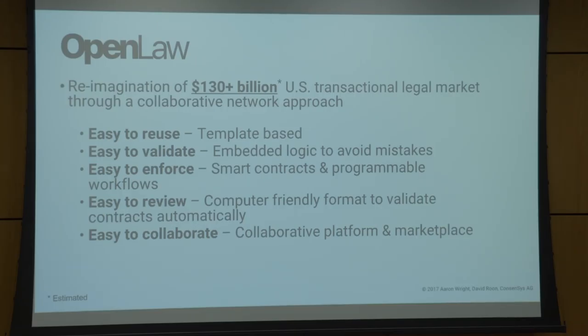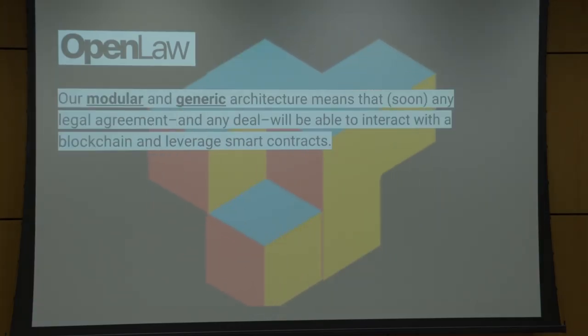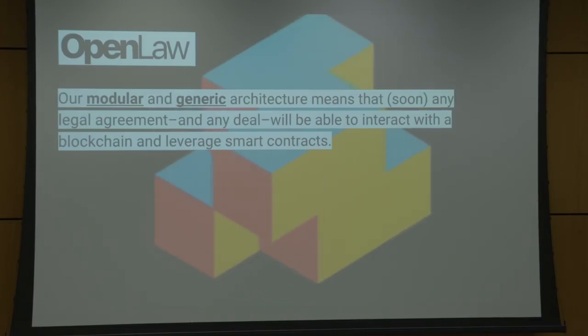So we're hoping to build agreements that are easy to reuse, easy to validate, easy to enforce, easy to review, and easy for people to collaborate on. So the lawyers aren't like shoemakers from the 1600s, all working on the same thing, but in their own little workshops. They're working together to streamline the cost of that. And we really have a modular and generic architecture, which means that soon, any legal agreement that's out there today, including entire sets of documents, what we call a deal, will be able to interact with these blockchain systems and leverage, to the extent that they can, smart contract-based systems.